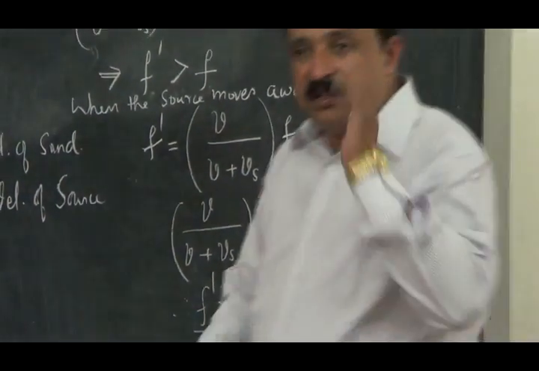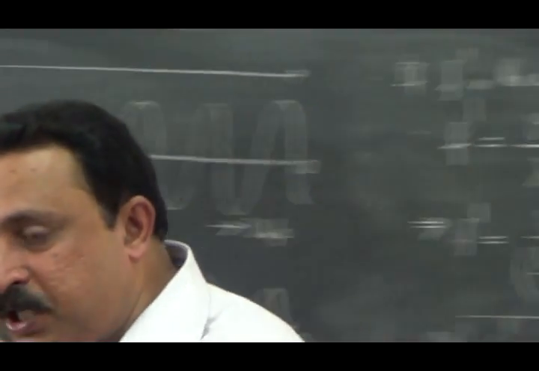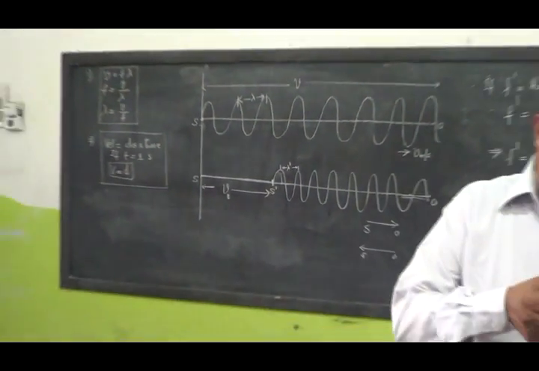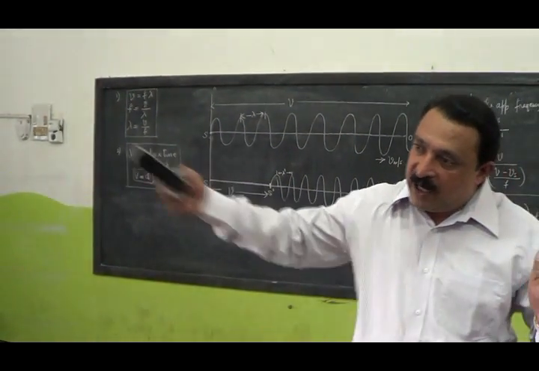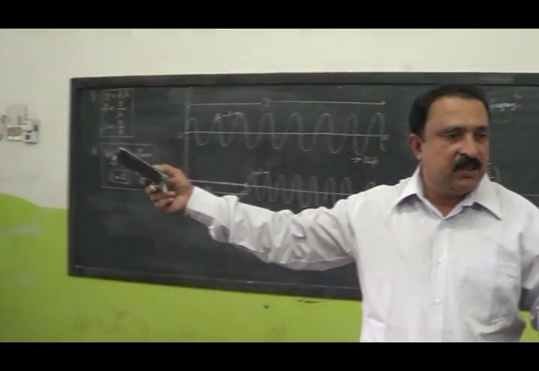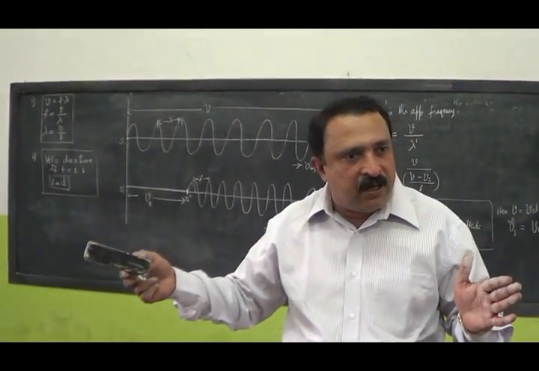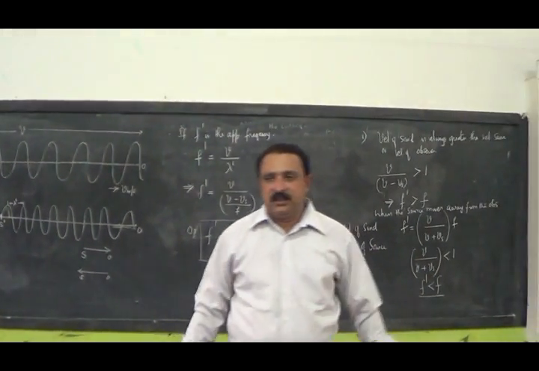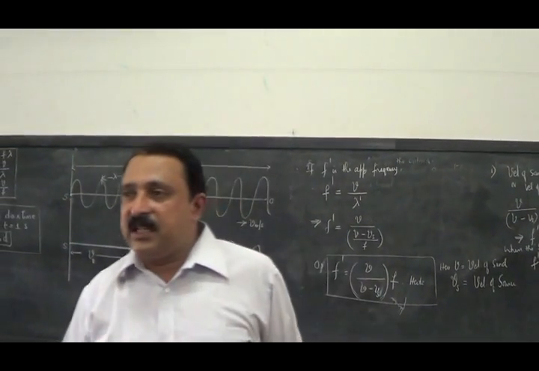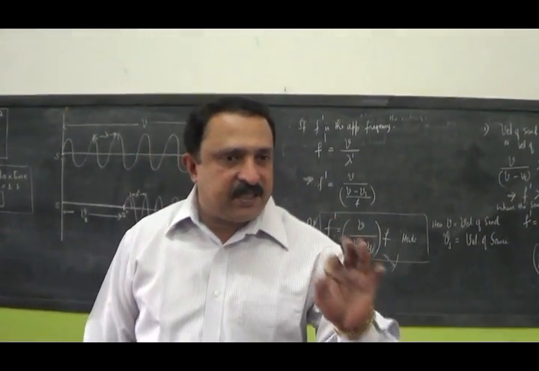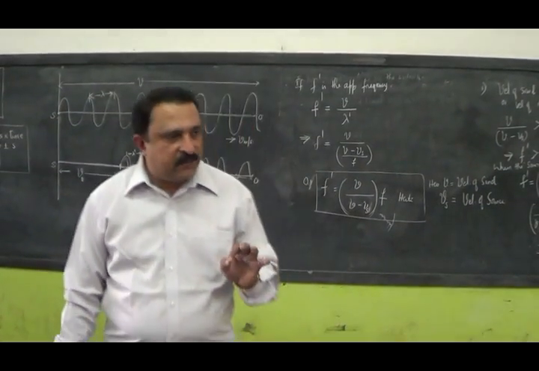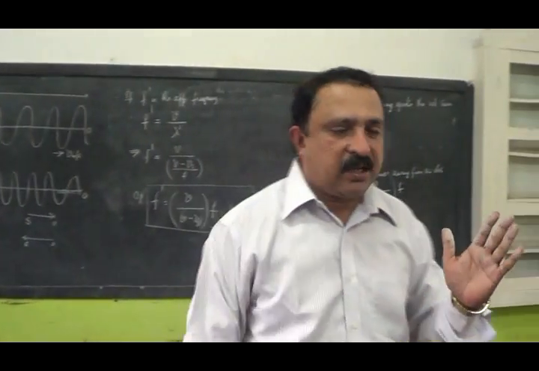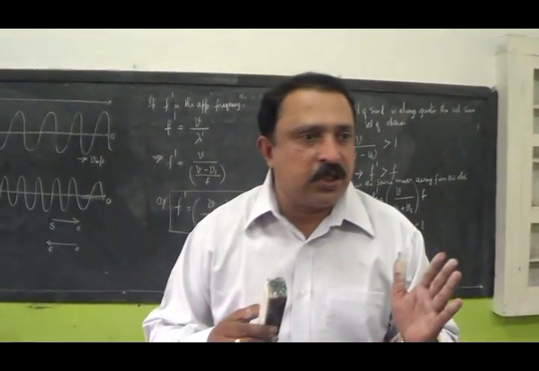That means the apparent frequency as perceived by the person is less than the actual frequency when the source moves away from the observer. When the source moves away from the observer, he receives at a lesser value. F dash is less than F. So this is the first case. What is the first case of the Doppler effect? Observer is at rest and source is moving. The source is in motion.